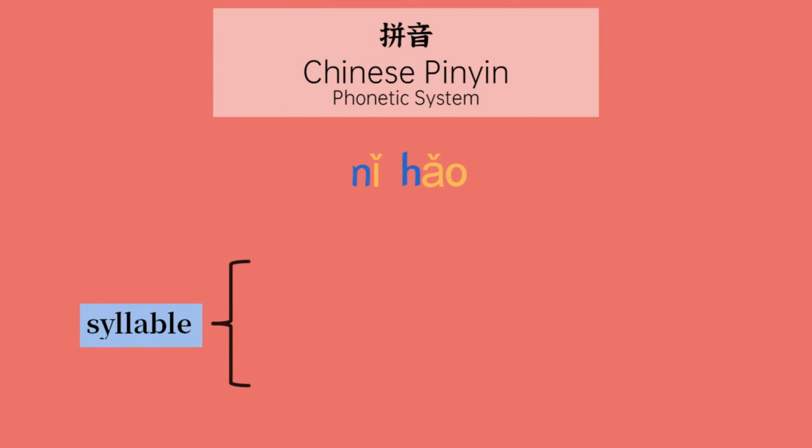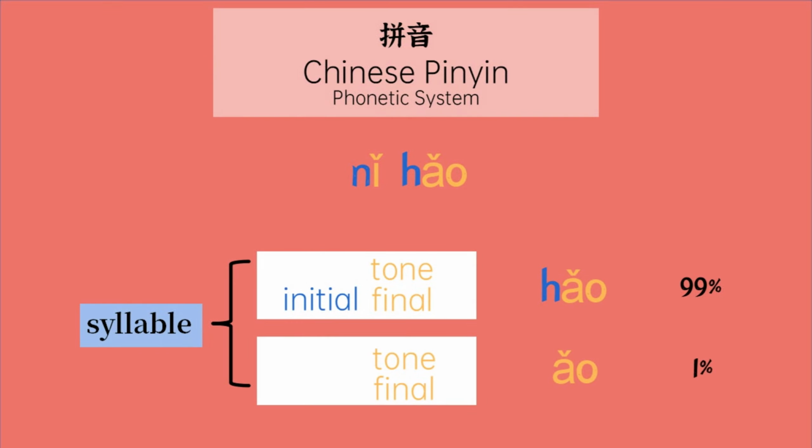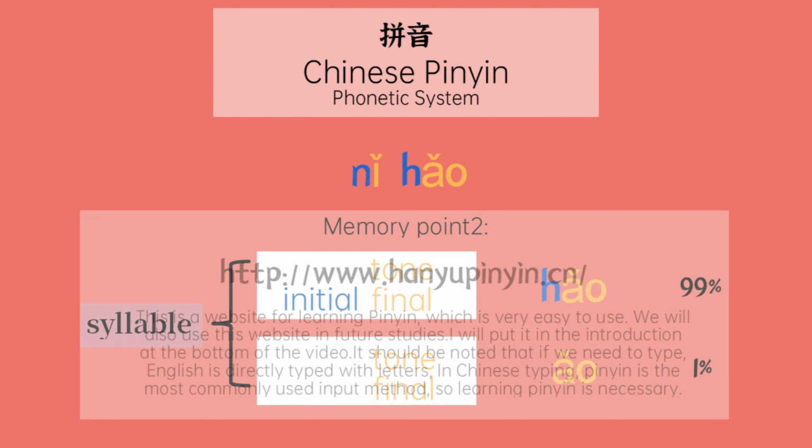There are 2 ways to spell a syllable: complete, initial and finals and tones; incomplete, finals and tones. The tone can only appear on the first letter of the finals. Complete spelling accounts for 99%. Only a few incomplete spellings. The spelling rules for Pinyin syllables are our memory points too.